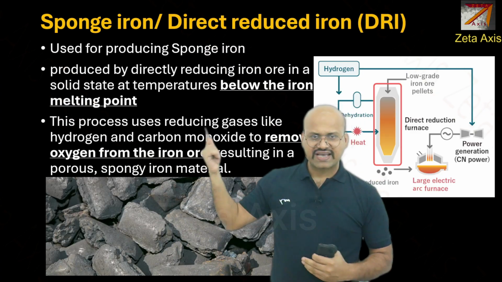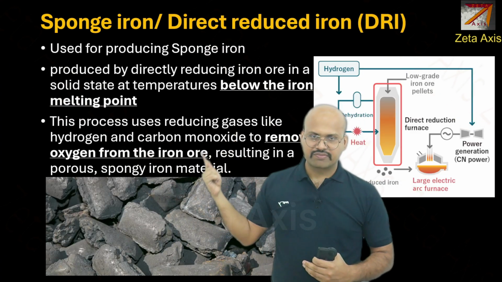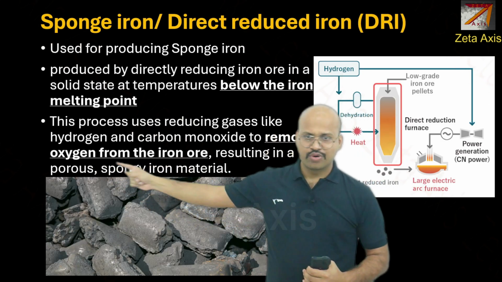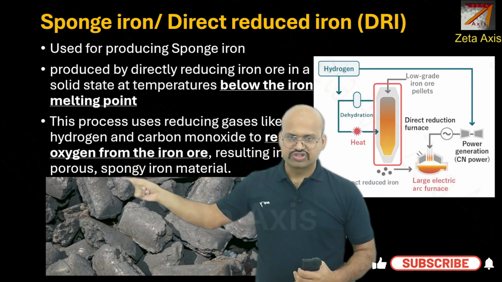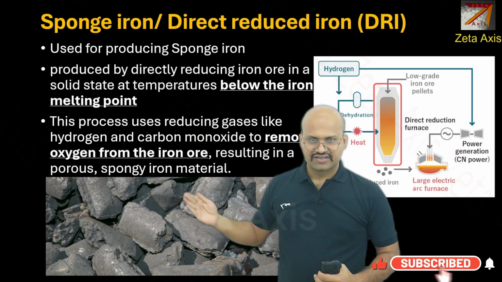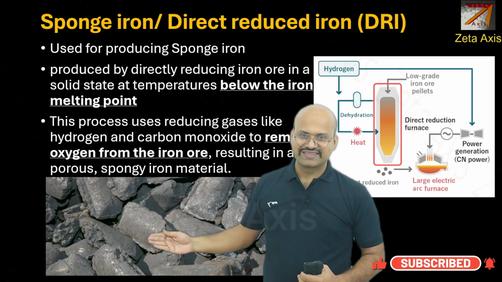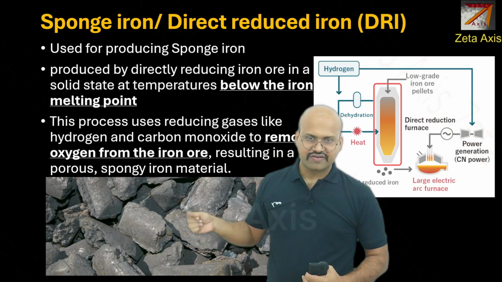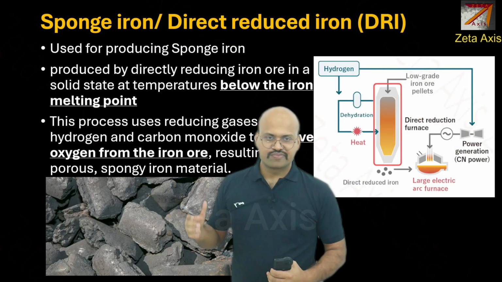Here, reducing gases are used, like hydrogen and carbon monoxide, to remove oxygen from the iron ore, resulting in a porous, remember, porous spongy iron material. So when you see this kind of output, it is the sponge iron, and here you can see that there are certain holes on the surface of these irons. That is why it is called sponge iron.